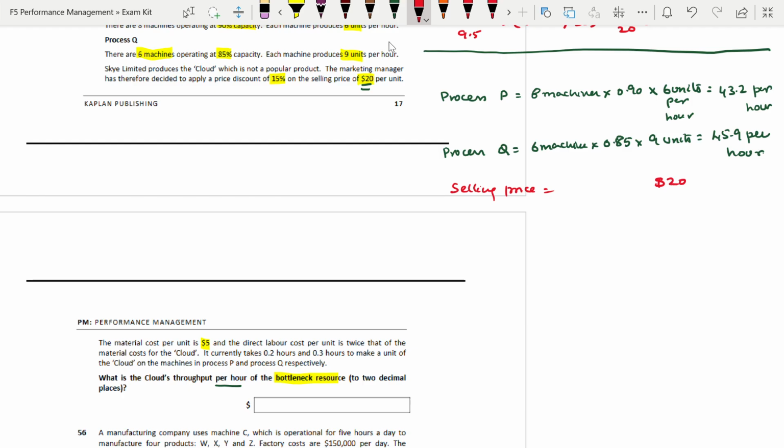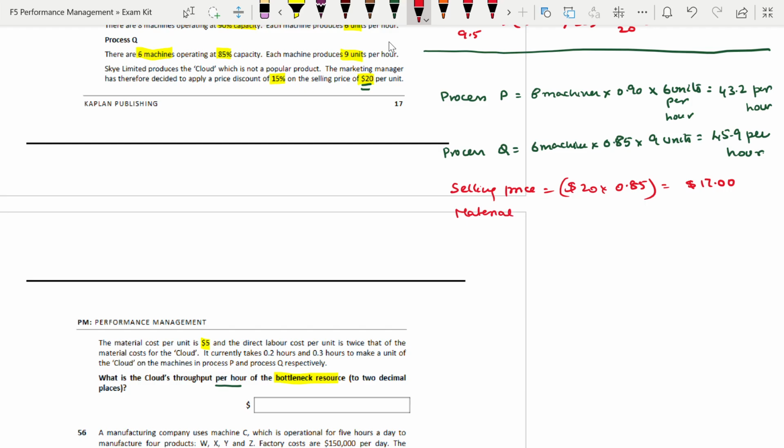Is it at $20? They are giving you a discount on the selling price. How much is the discount? They are giving a discount of 15%. If they are giving a discount of 15%, the selling price will be 17.